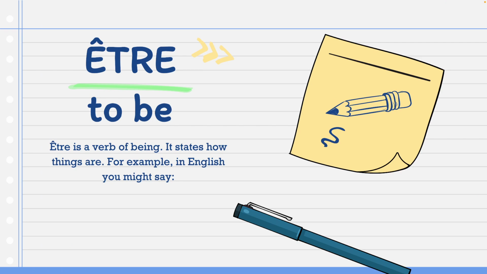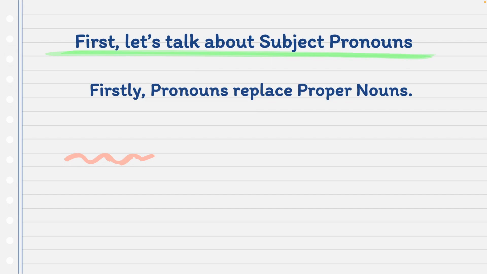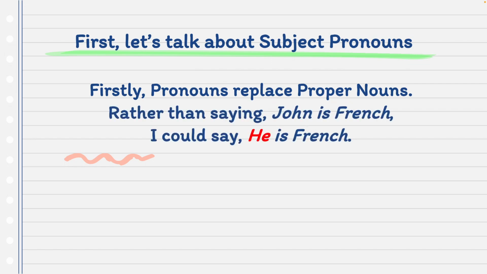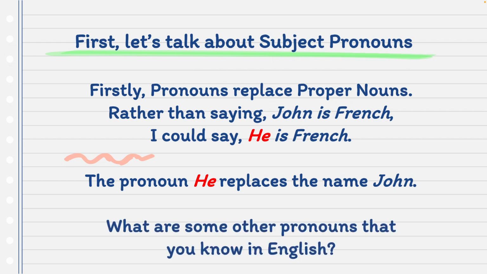So for example, in English, you might say, I am, you are, he is. First, let's talk about subject pronouns. Firstly, pronouns replace proper nouns. So rather than saying John is French, I could say he is French. The pronoun he replaces the name John. What are some other pronouns that you know in English?